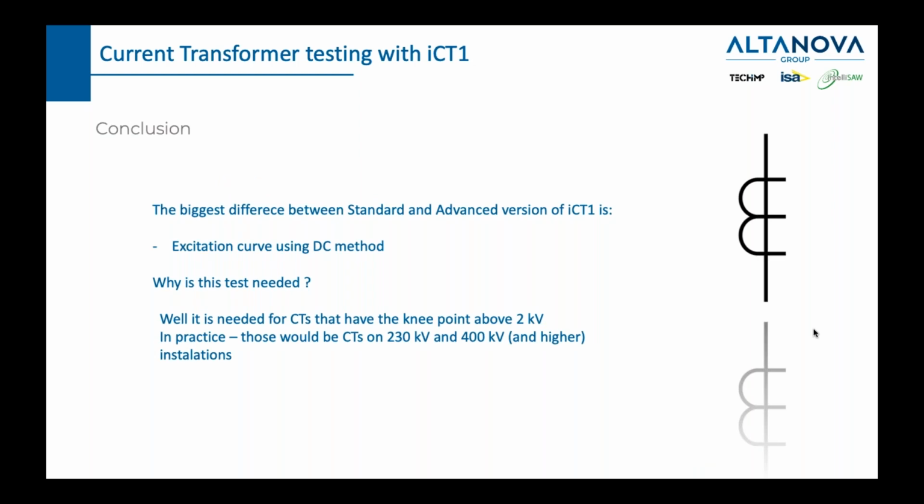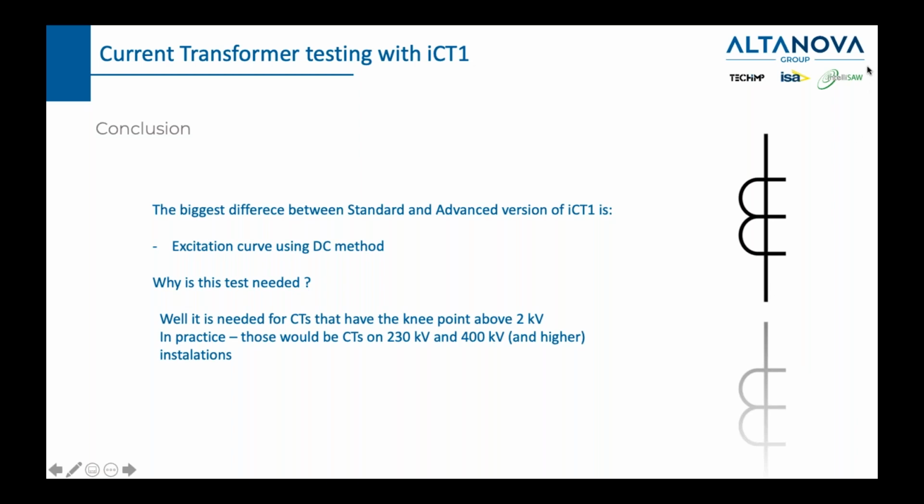Just to close this part, the biggest difference between the standard and advanced version of iCT1 is excitation curve using the DC method. Why is this test needed? It is needed for CTs that have the knee point above 2 kilovolts. In practice, those would be CTs on 230 kilovolt and 600 kilovolt or higher voltage levels, because these CTs are made in such a way that they have a very big magnetic core, and the saturation comes much later than only 2 kilovolts.